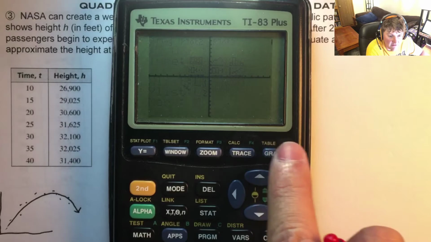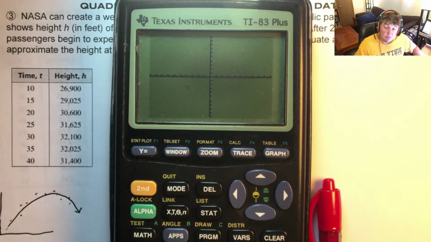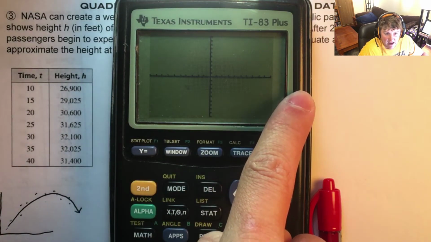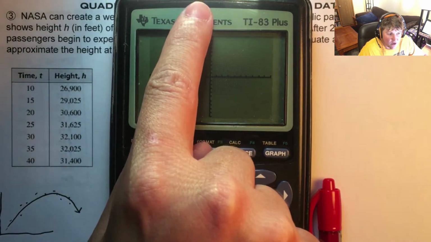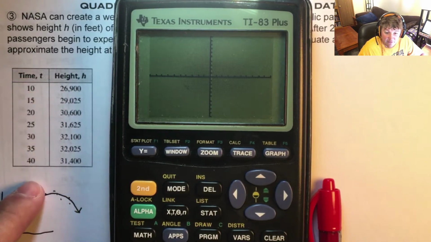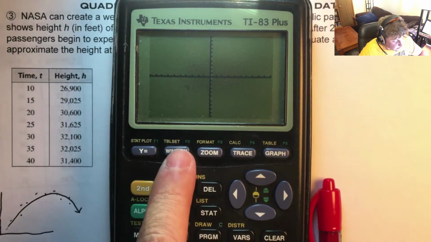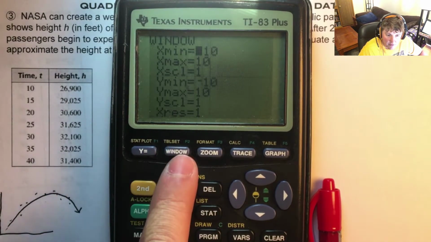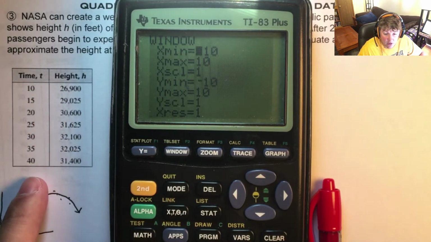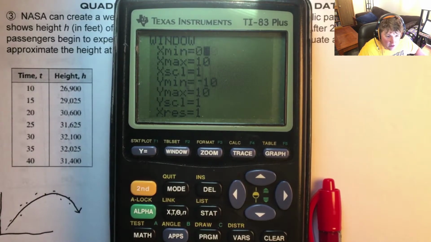So when you hit graph, you would think that it would pop up, but in this situation it did not. Why did it not? Because we're not looking in the right area. We're looking from -10 to +10 in the x values and from -10 to +10 in the y values. Look at here, our x values go from 10 to 40. So let's change that. Let's go to the window. What do I want my x values to look at? Well, I know I have 10 to 40, so let's just go a little before at 0 and a little after at 50.